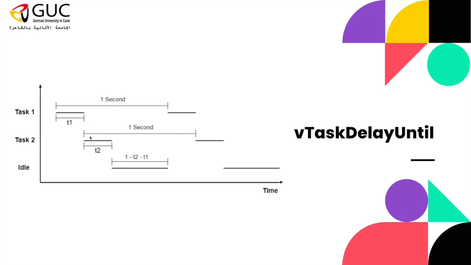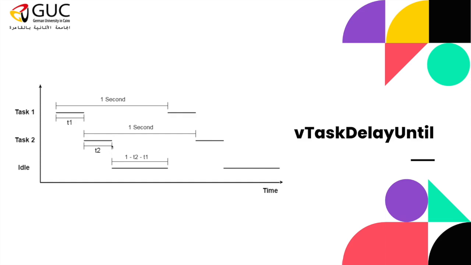Task 2 will run because it has the second highest priority, which is priority 1. So it will run. How long will it run? It will run for a period of time, and here it will finish. Here we will call the vTaskDelayUntil.